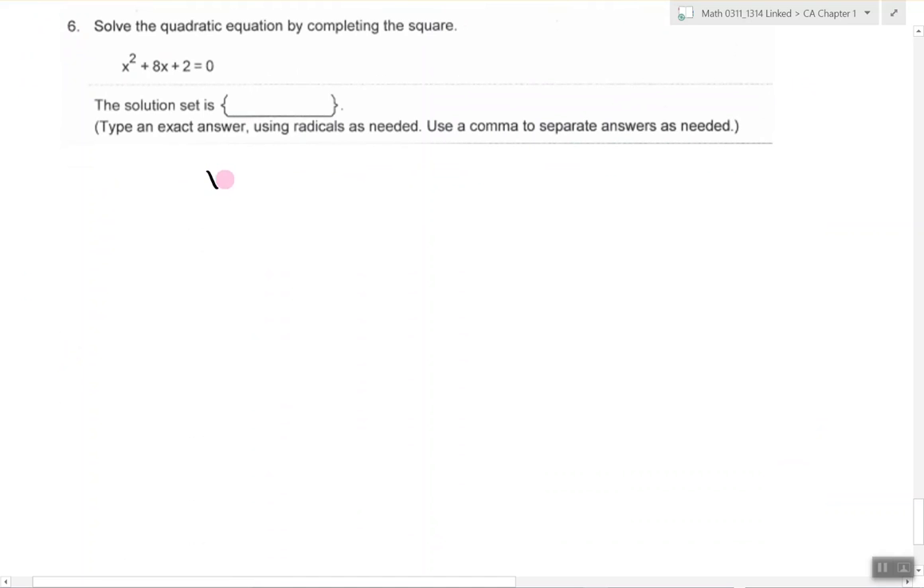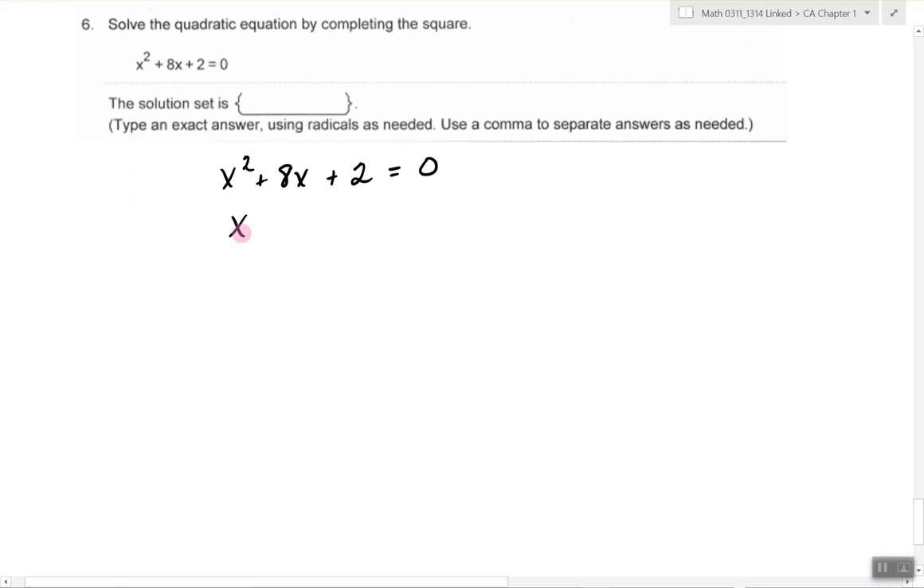We have x squared plus 8x plus 2 is equal to 0. Well, this is a 1, that's nice, but this is on the wrong side. So I'll rewrite it as x squared plus 8x is equal to negative 2, as I subtracted to get it to the other side. Let's add our blanks. X squared plus 8x plus blank is equal to negative 2 plus blank.